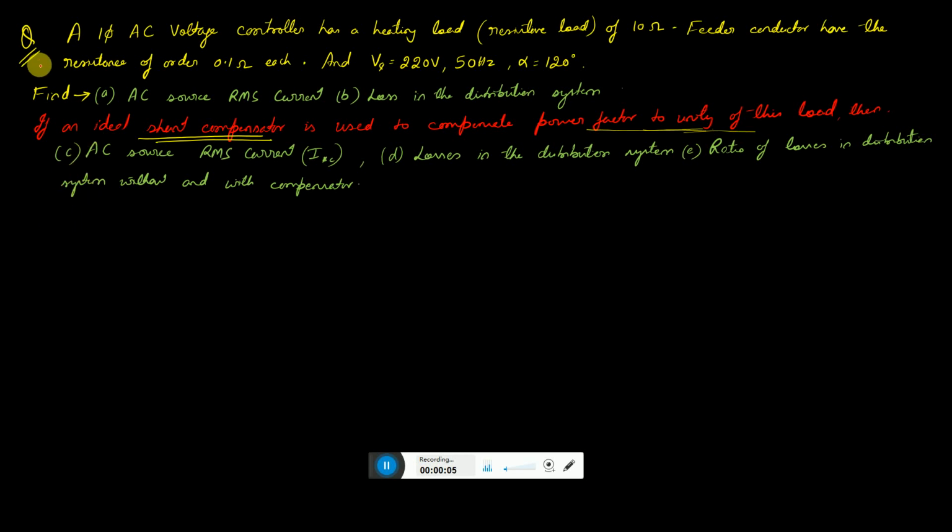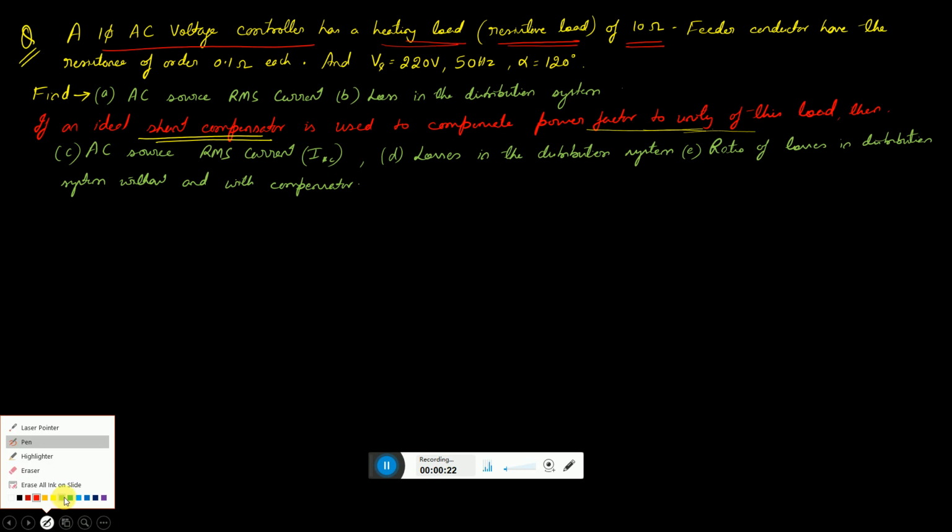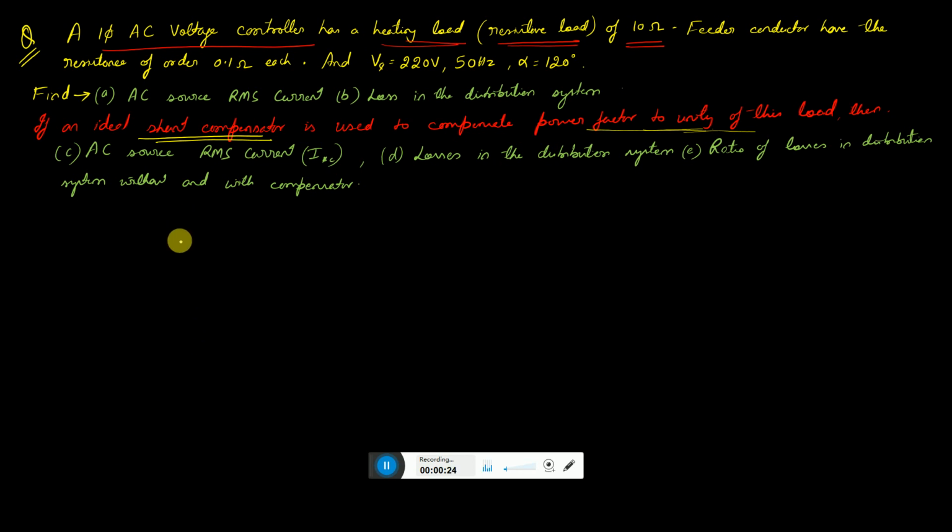In this video, we will be solving this problem. A single phase AC voltage controller is fed to a heating load, which is a purely resistive load of 10 ohms. So let me draw that circuit for a single phase AC voltage controller.